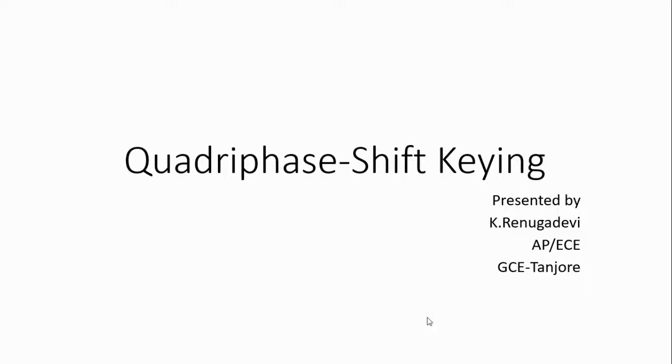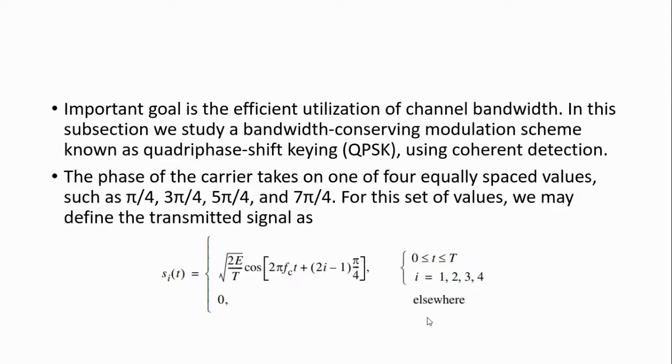Hello learners, in this video we are going to see quadrature phase shift keying. Here, the main aim of quadrature phase shift keying is to utilize the bandwidth efficiently. This is the main aim for quadrature phase shift keying.